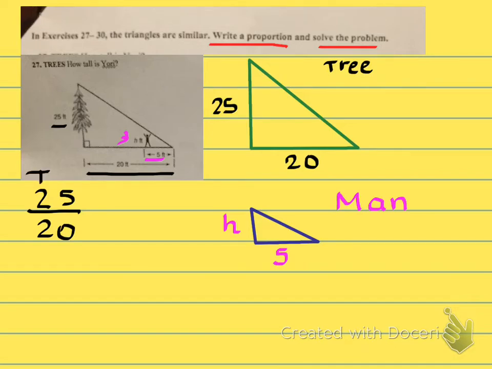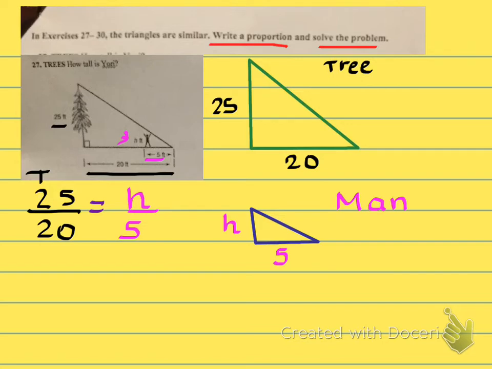And now I'm going to switch to pink so that you can tell I want to have the height of the man over the base of the man triangle. So notice that's in pink. That's what I mean when I say I like to keep the numbers together. So now I'm going to draw a little equal sign in between them. And now we've set the proportions up.